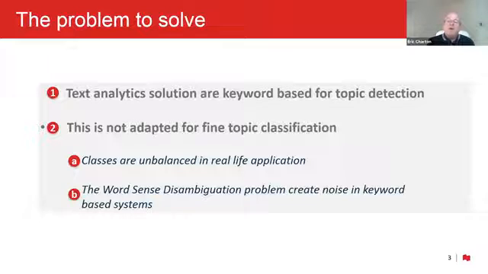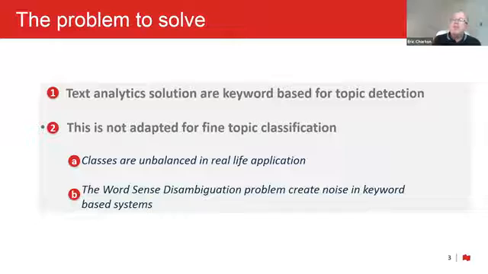The second question, which is solved by machine learning applications but is difficult to solve with keyword-based solutions, is the word sense disambiguation problem. This problem, which I will depict in the next few slides, creates noise in keyword-based systems. And when you have this kind of noise, for the topics that have a very low representation, you will have a high percentage of error. If you are looking for verbatims related to a credit card, for example, and you get something about phone calls or whatever, it's difficult to use the data to collect good insights.